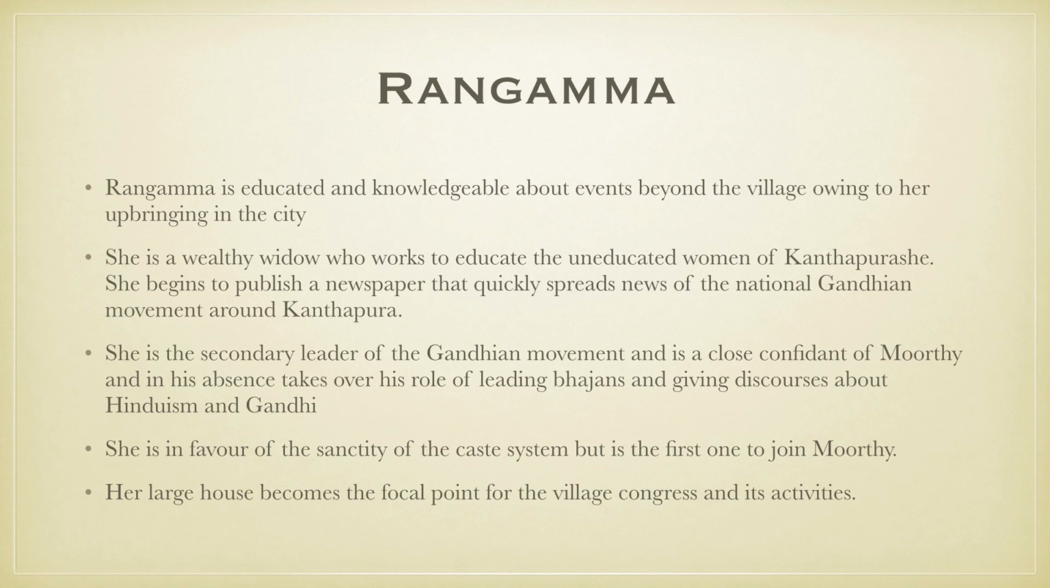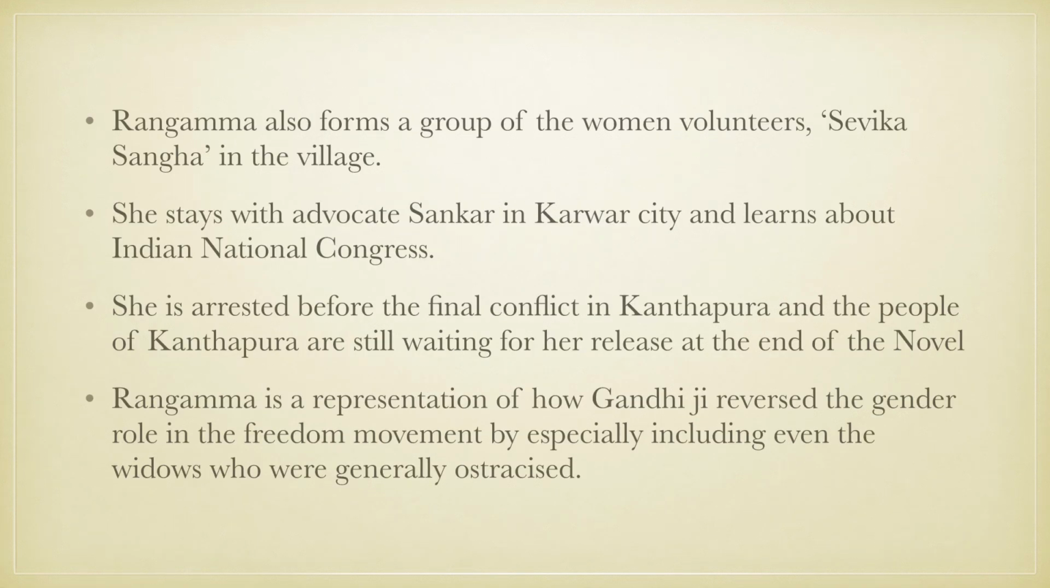Initially, we see that Rangamma is very much in favor of the sanctity of the caste system, but she is also the first one to join Murthy when he starts the Gandhi movement in Kanthapura. Her large house, in fact, becomes the focal point for the village concerns and the activities of the Kanthapura Congress Committee. Rangamma also forms a group of volunteers consisting of the females of Kanthapura by the name of Sevika Sangh in the village, which the narrator of the novel, Achakka, also joins later on.